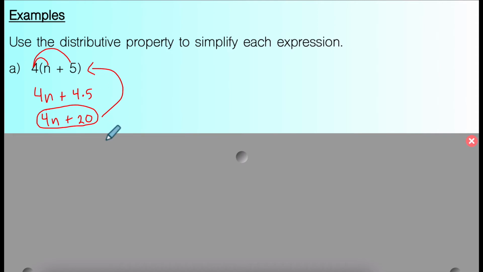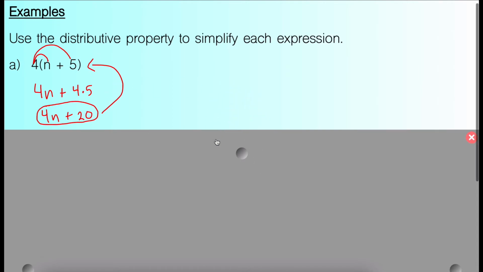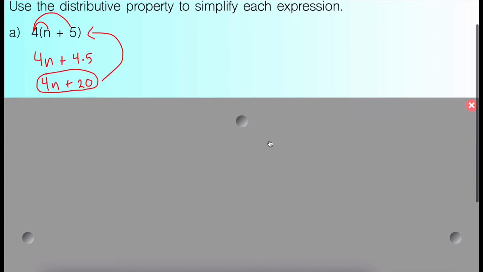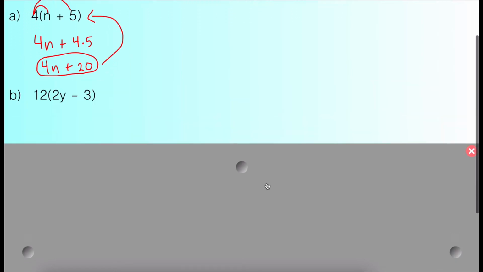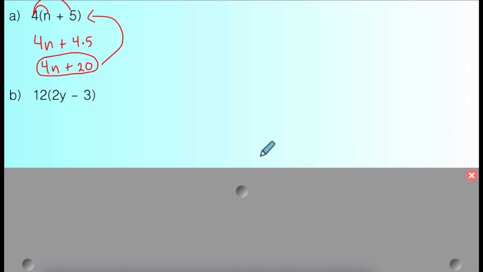But we're trying to look at ways that we can write expressions in a simplified way, getting rid of the parentheses. And this is a way that you can do that using the distributive property. We'll look at a couple more examples, and then I'll wrap up this quick video lesson. This second example, pretty much the same thing as example A, just with some different numbers involved.